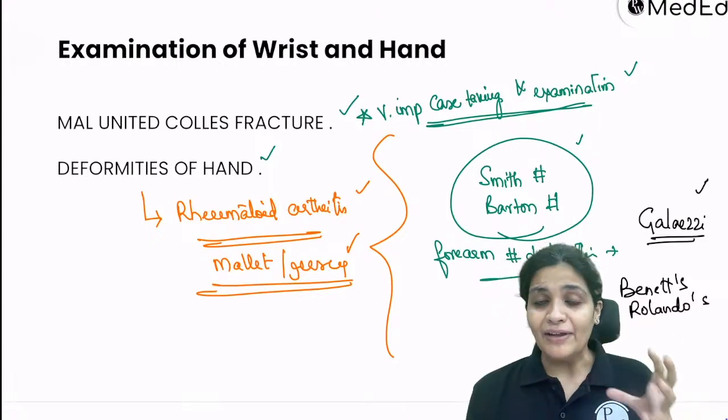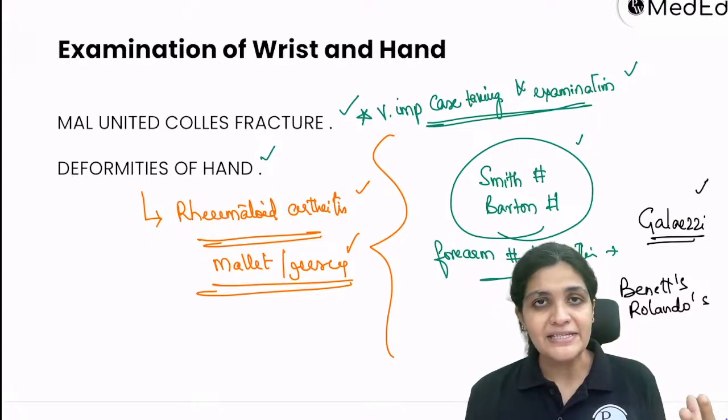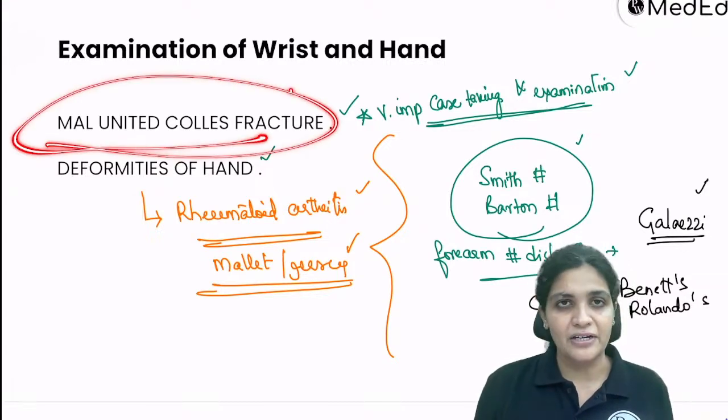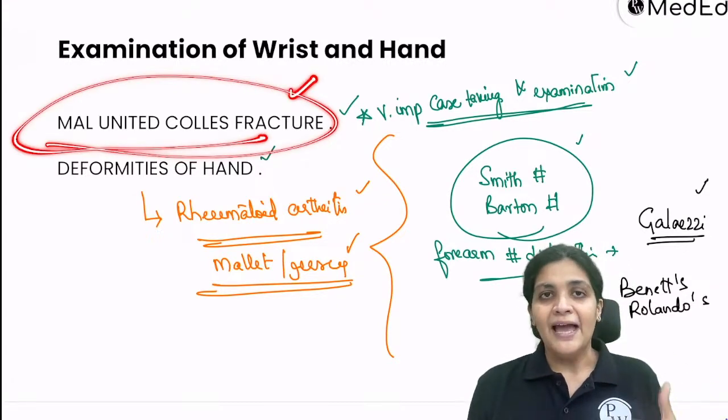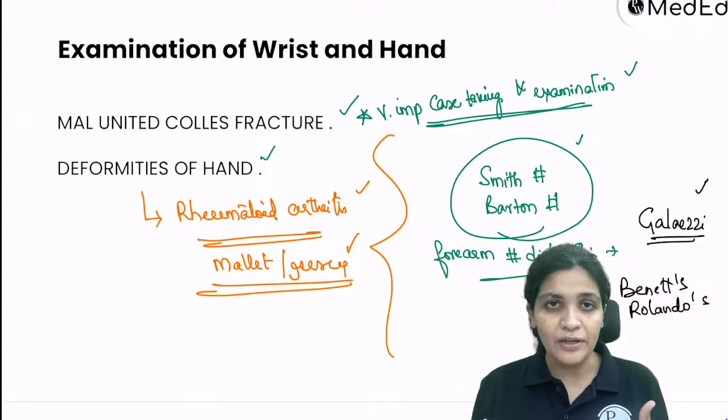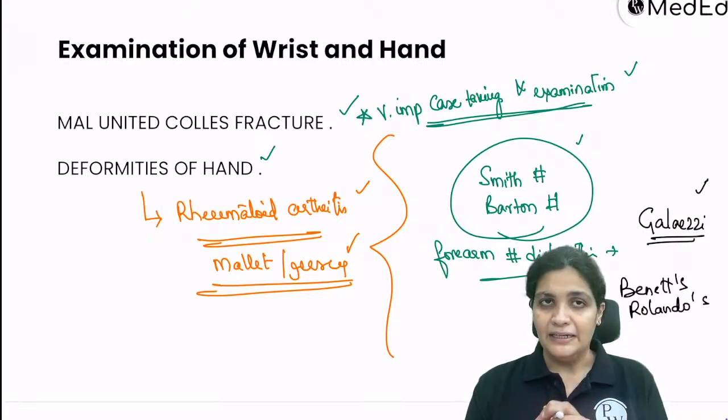Whenever you encounter this case of wrist and hand, just assume that we have given a case of malunited Colles in your exam. We will continue with how we do the examination, what tests we are going to do, what movements we are going to test, and all we are going to learn today. Fine.